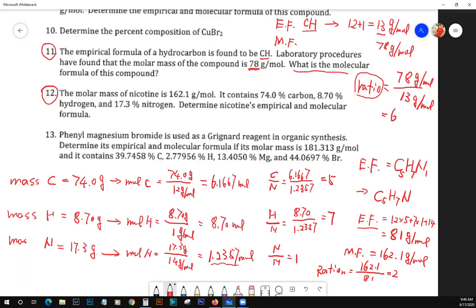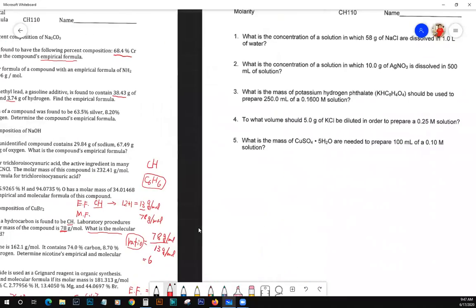So that means the empirical formula times 2 is the molecular formula. So the molecular formula here is going to be C10H14N2. And this is the molecular formula for nicotine. So it's not that hard. As long as you can follow the steps, you will figure out the empirical formula and the molecular formula. Okay, any questions so far? No questions? Okay. So this is the molecular formula.